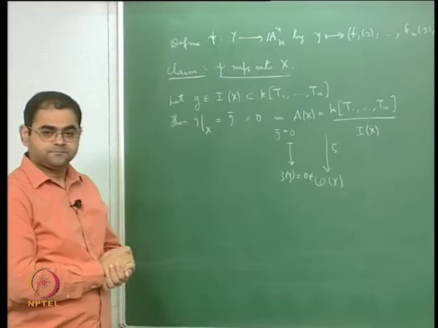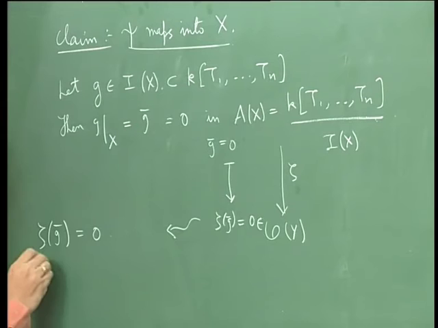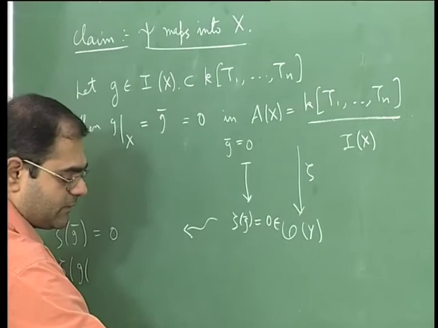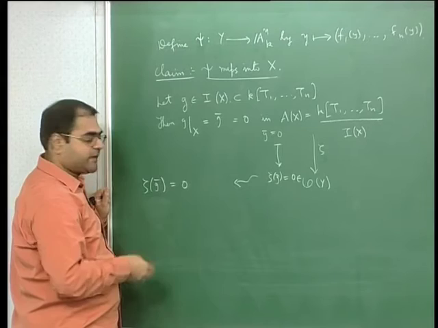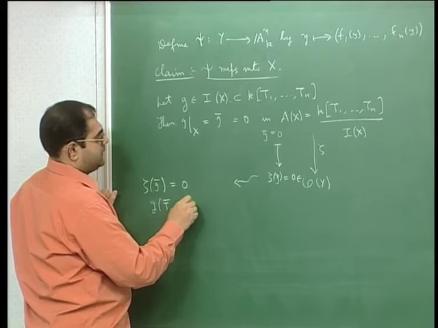So if I write that down, zeta of G bar is 0, which means that, if you write it carefully, it is G. And what is G bar? Now I am going to use the fact that zeta is a k-Algebra homomorphism. Zeta of G bar is the same as G of t1 bar, etcetera, tn bar.